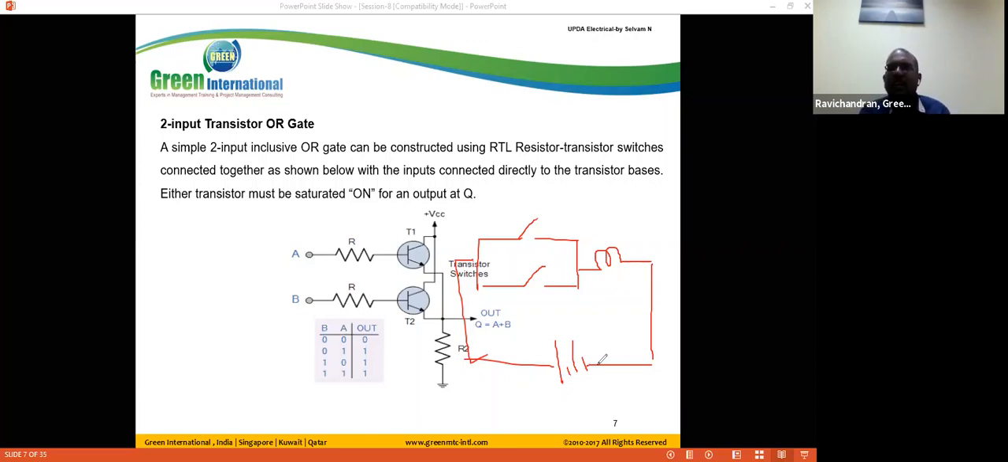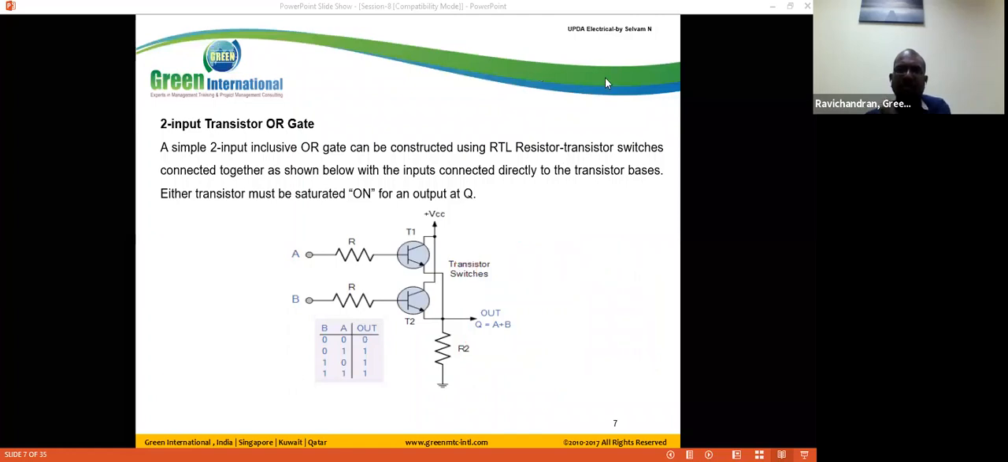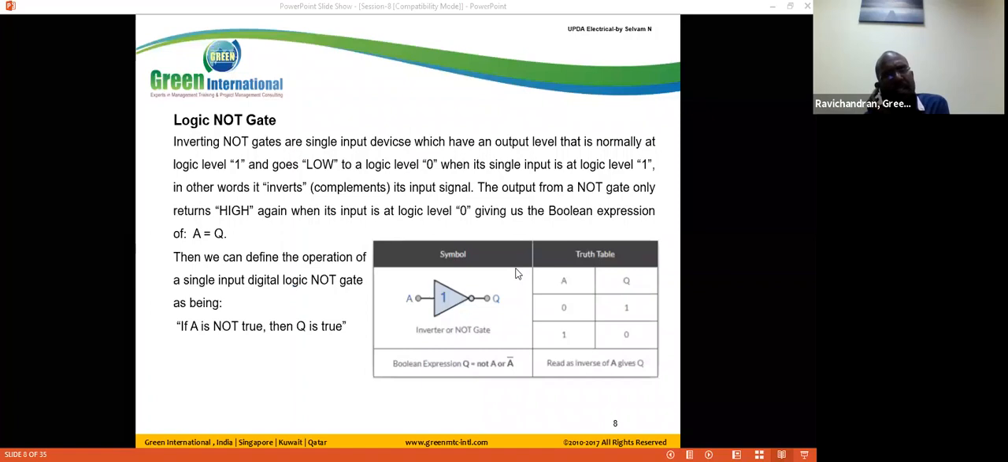So in general, a parallel combination we call an OR gate. The series is called an AND gate. So we have an AND gate, OR gate, NOT gate. If A is not true, then Q is true. We are familiar with these.